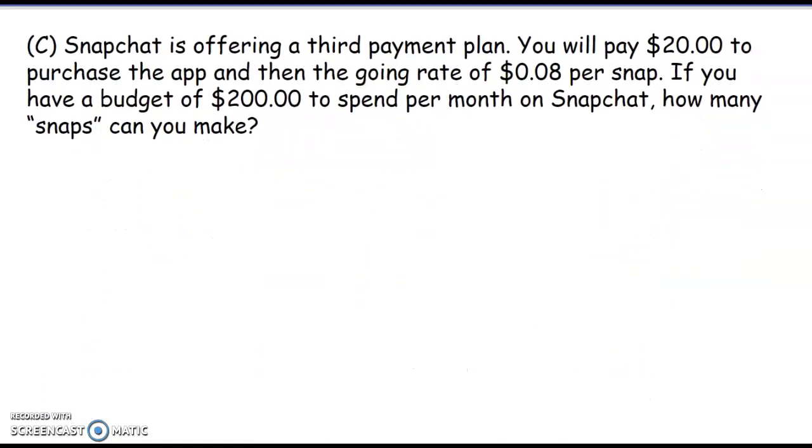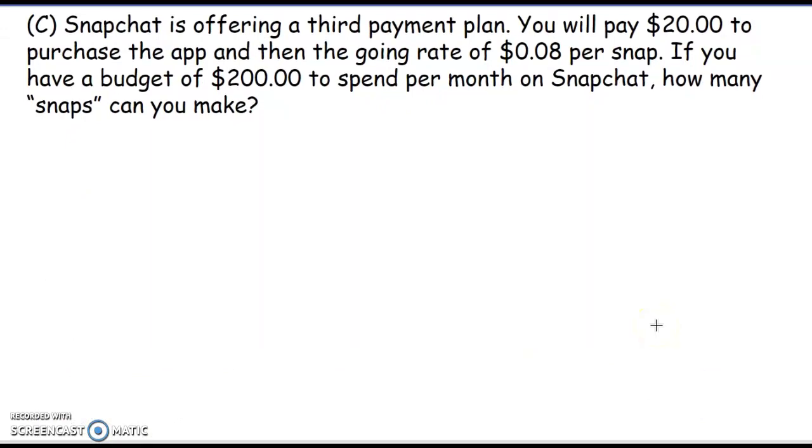Let's look at letter C. Letter C says Snapchat is offering a third payment plan. You will pay $20 to purchase the app and then the going rate of 8 cents per snap. If you have a budget of $200 to spend per month on Snapchat, how many snaps can you make? Oh boy, there's a lot of information here.